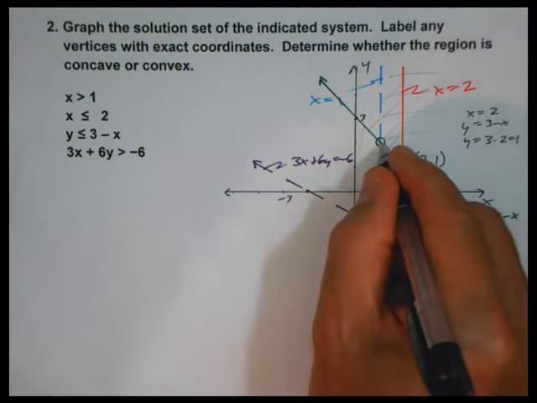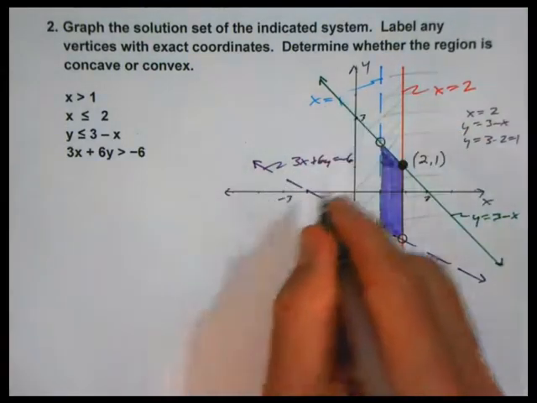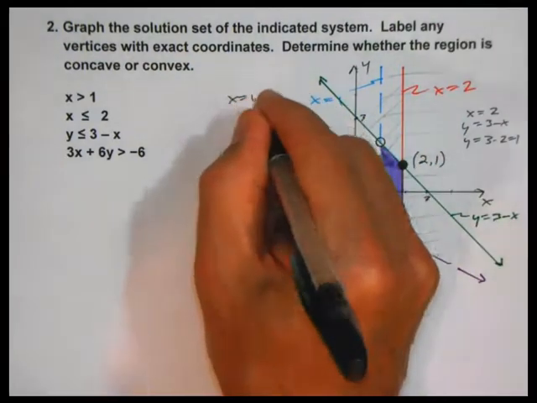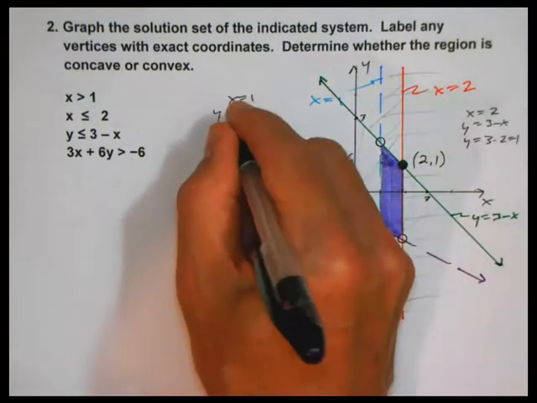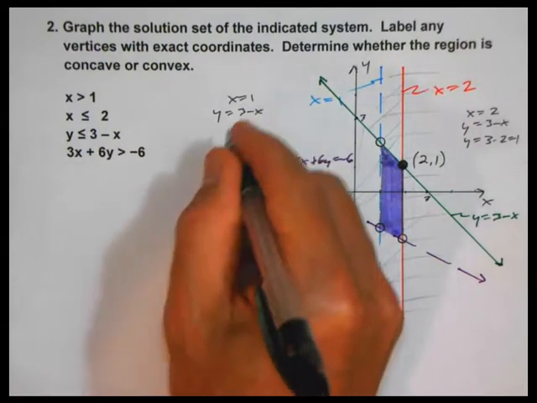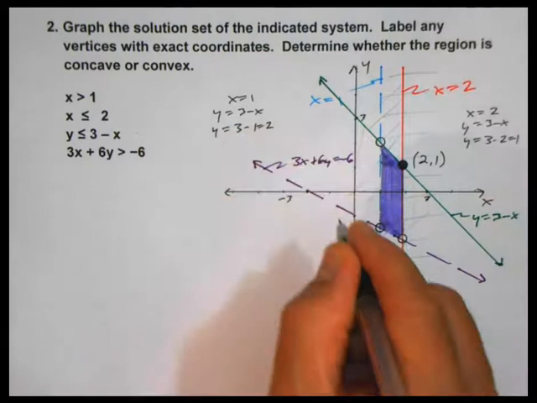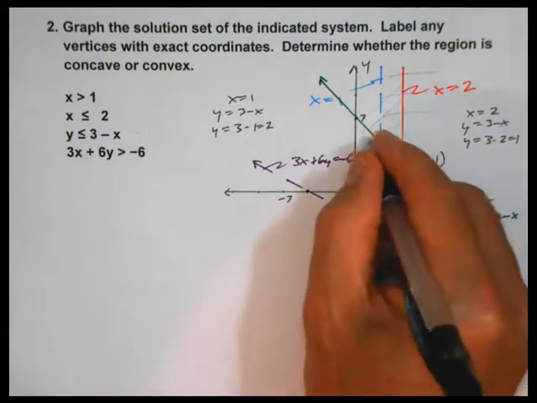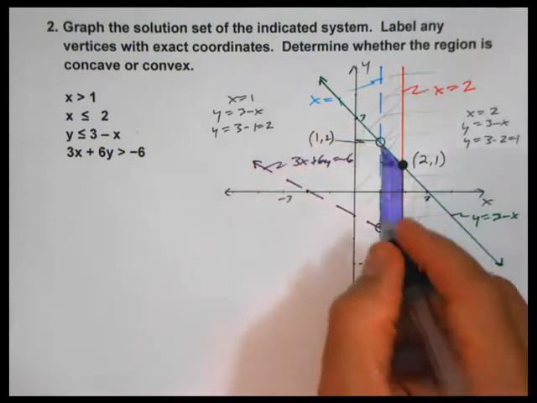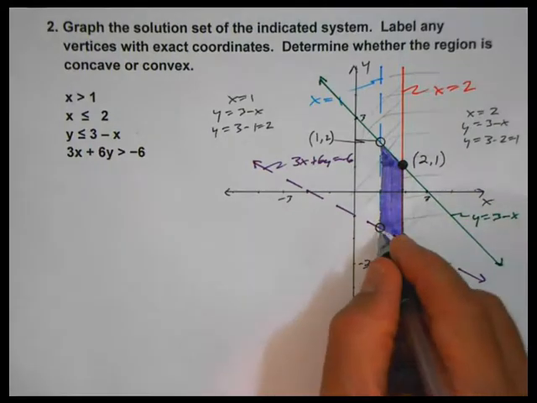Let's go to this vertex here. Now, x is 1, and the green line has its equation, so we have x equals 1, green line, y equals 3 minus x. We can substitute: y equals 3 minus 1 equals 2. So right here, this point is 1, 2. And it also looks like the point 1, 2 graphically. Good.